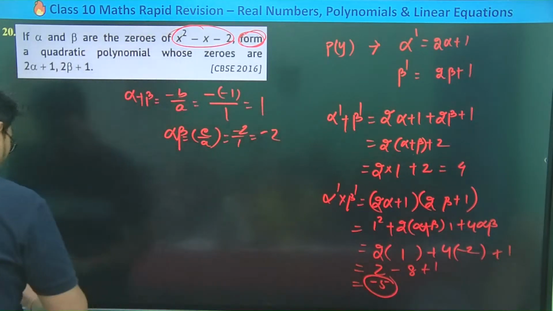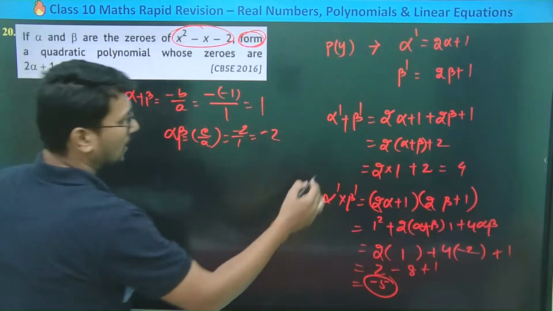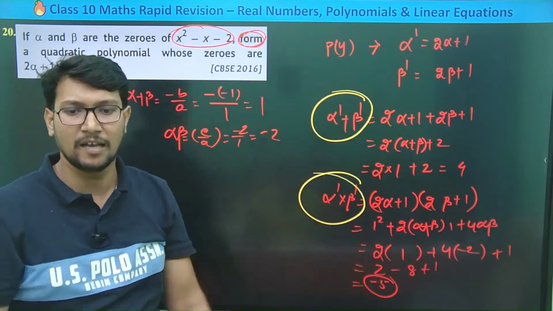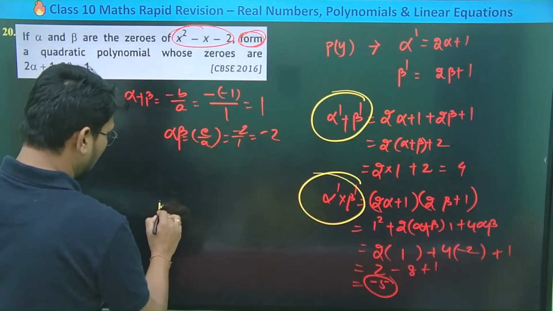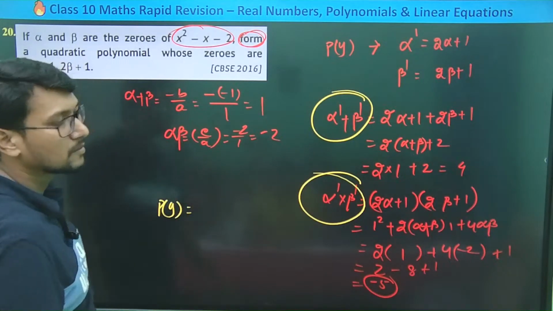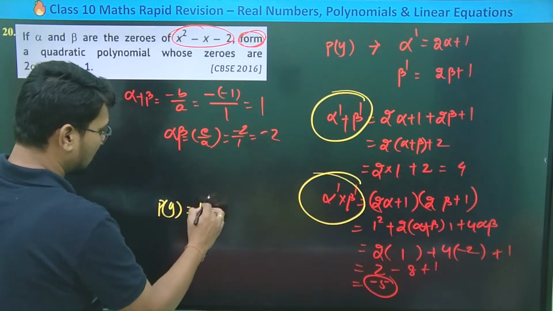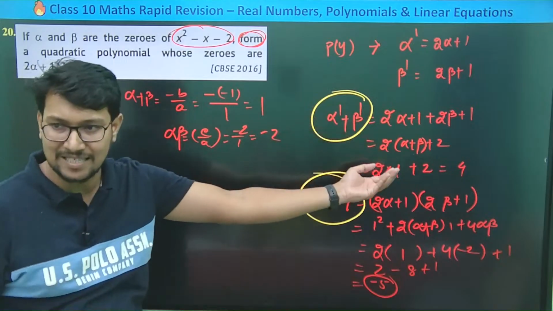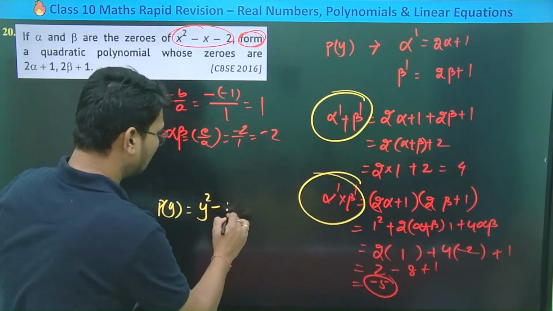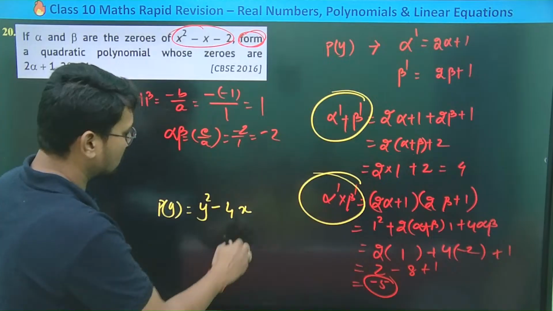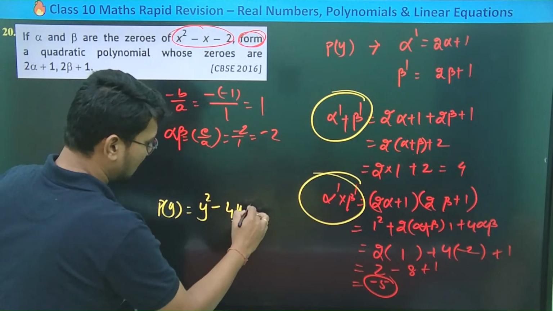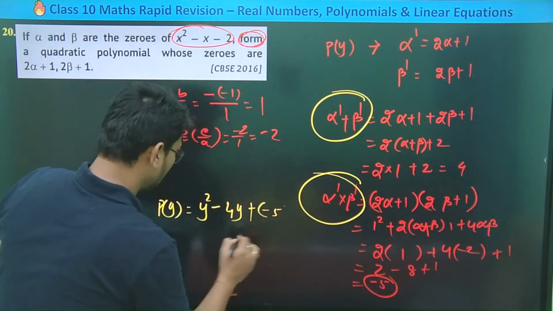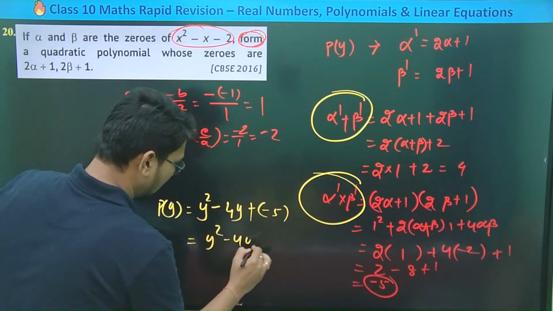For the new polynomial, the sum of zeros and the product of zeros are found. So we will get the polynomial. Let us write p of y equals y square minus sum of zeros, alpha dash plus beta dash, which is 4, into y, plus alpha dash into beta dash, which is minus 5. Therefore y square minus 4y minus 5.